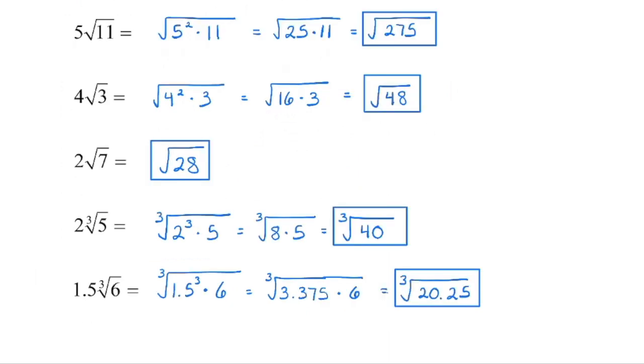And our final question, again, is a cube root, so when we put this 1.5 back in, we're going to cube it. Now, this is a decimal given to us in the original question, so when we multiply that by 6, we do end up with a decimal value, but because there was a decimal in the original question, we're going to leave it like that. This is not simplified, but it is an entire radical.